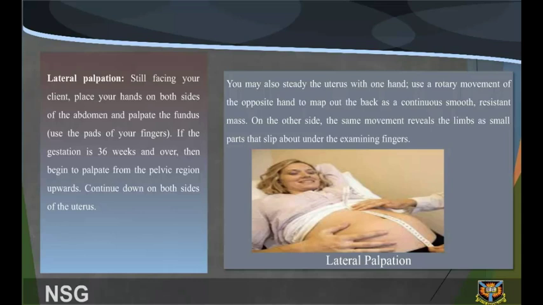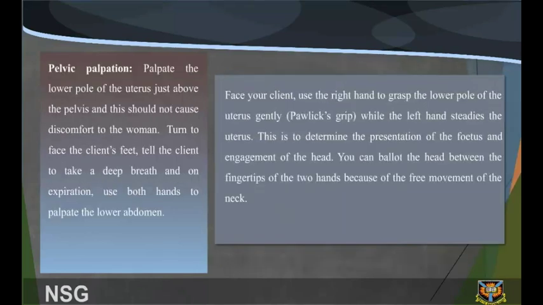Use a rotary movement of the opposite hand to map out the back as a continuous, smooth, resistant mass. On the other side, the same movement reveals the limbs and small parts that slip about under the examining fingers. Pelvic palpation. Palpate the lower pole of the uterus, just above the pelvis, and this should not cause discomfort to the woman. Turn to face the client's feet.